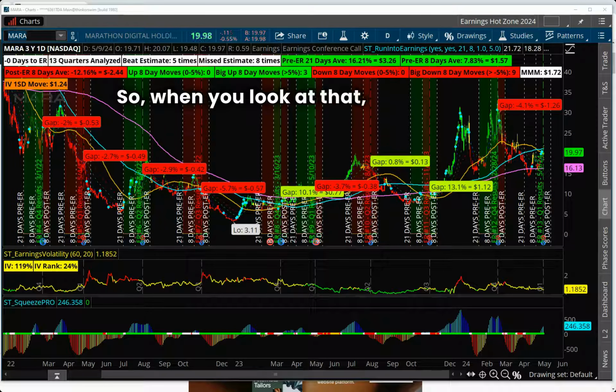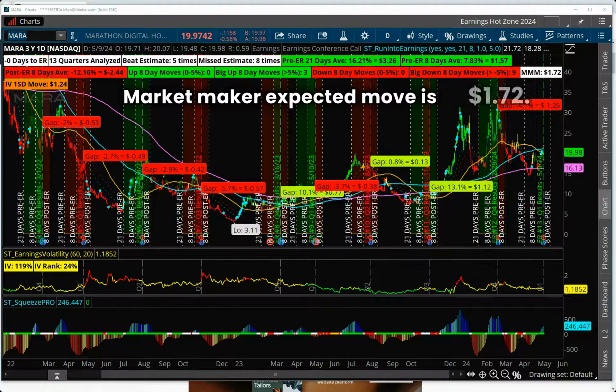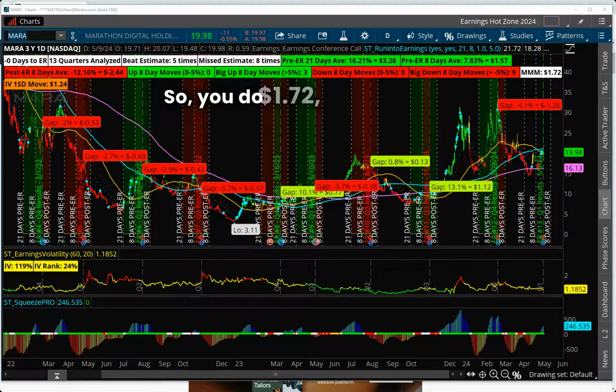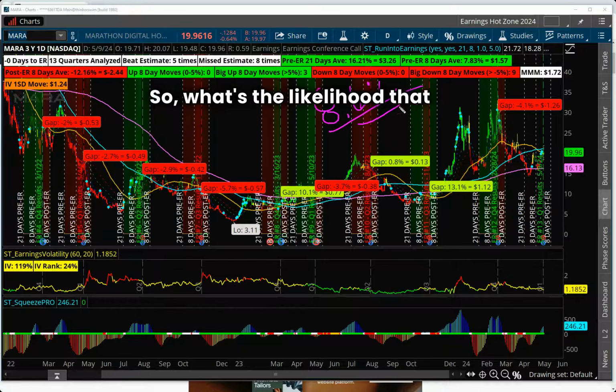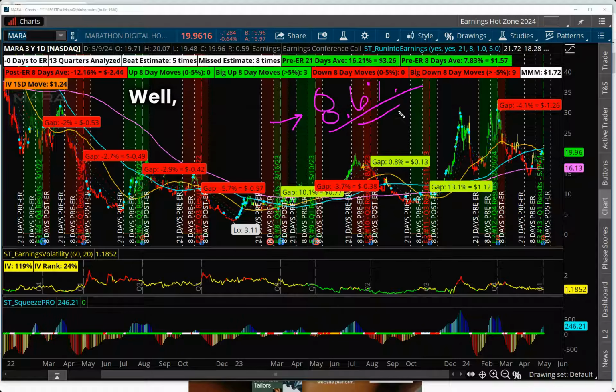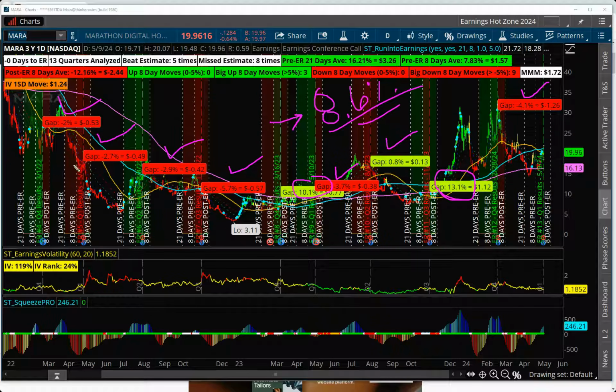So when you look at that, you then say, okay, what's the market maker expected move? Market maker expected move is $1.72. So you take $1.72 and divide it by the stock price. It's telling you that there's an implied move in this stock of 8.6%. So what's the likelihood that this stock will move less than that? Well, this quarter, yeah, it did have a big move. That quarter it was less, that quarter it was less, that quarter it was less. That quarter you would have lost money, less, less, less, less.